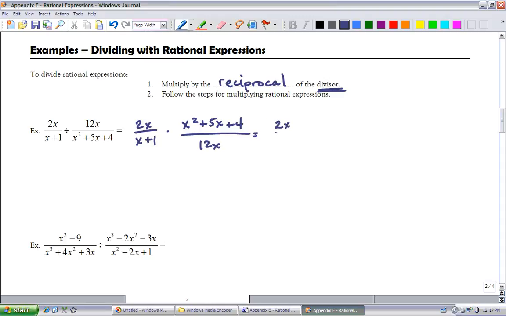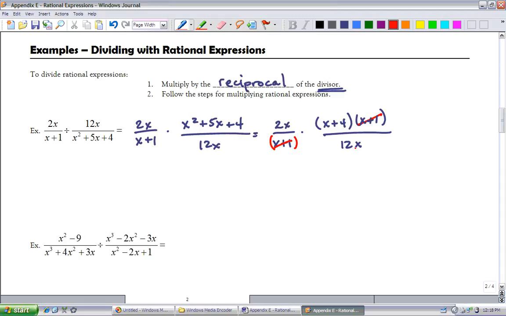So I have 2x, that doesn't factor, x plus 1 doesn't factor, times this quadratic here, which can factor to x plus 4 and x plus 1, all over 12x. Now here we have these common factors. We have our x plus 1, and because it's multiplication now, we can cross cancel.